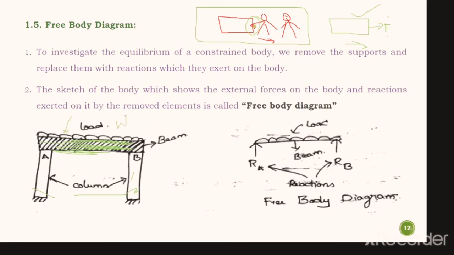For example, consider it as W per meter. This is a 10 meter distance. So remember that a UDL is always represented as W per meter.